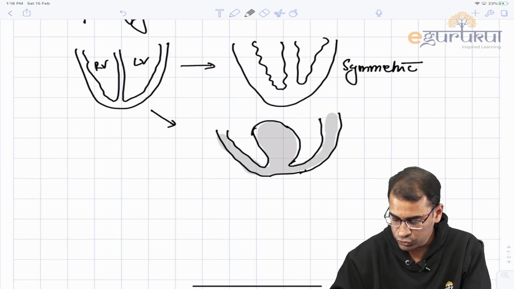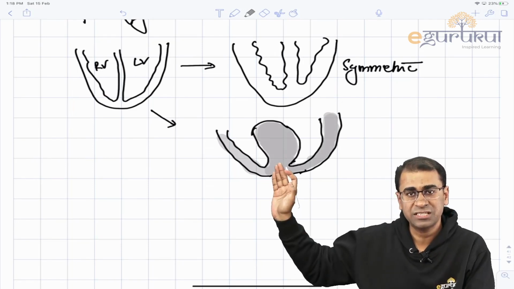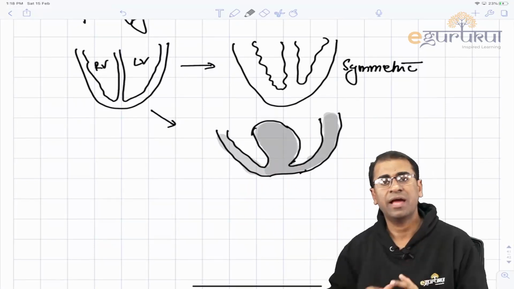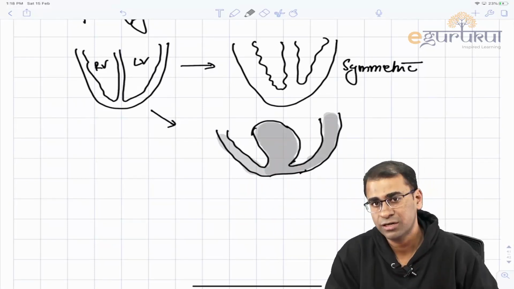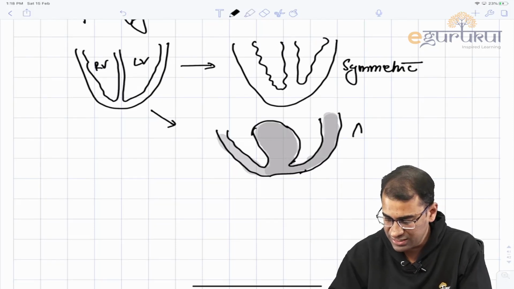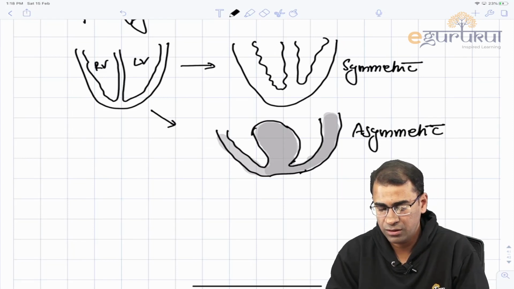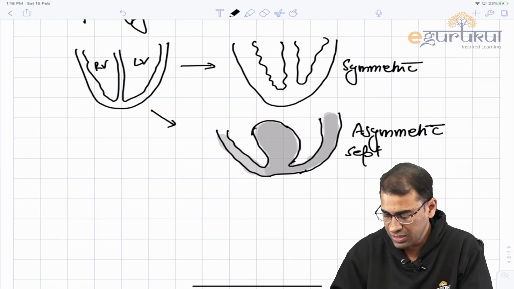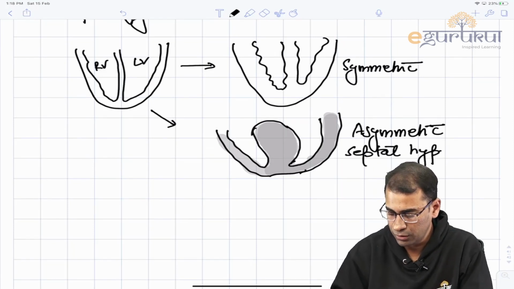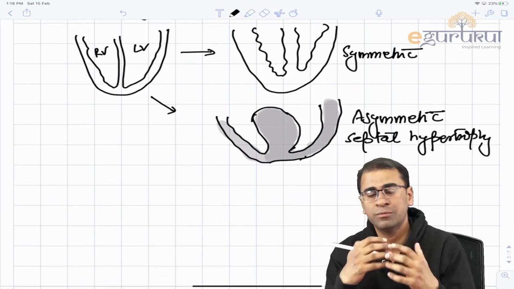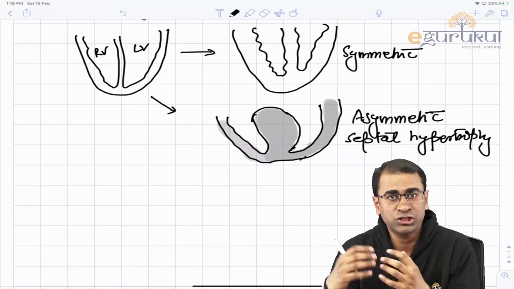Okay. So now what will happen, because the septum is increasing more than the myocardium, I will call this asymmetric enlargement of the heart. It's not symmetric, and hence it is called asymmetric. Asymmetric septal hypertrophy. This is the main change you must remember that is occurring in a HOCM.